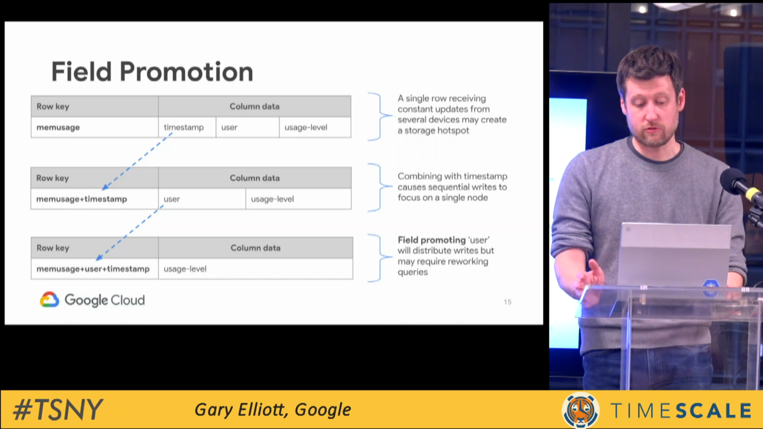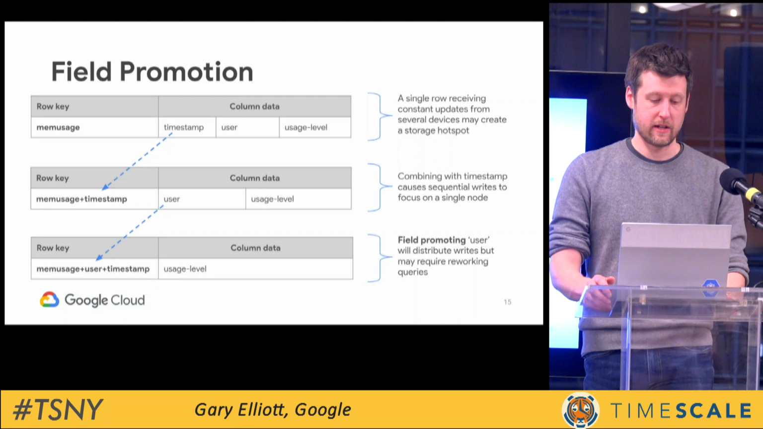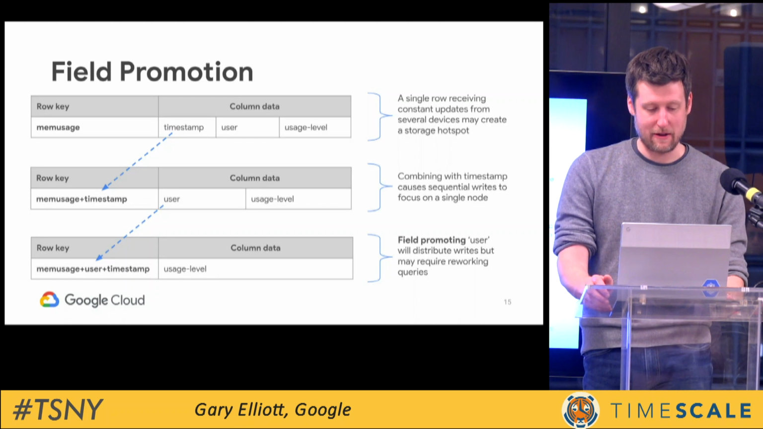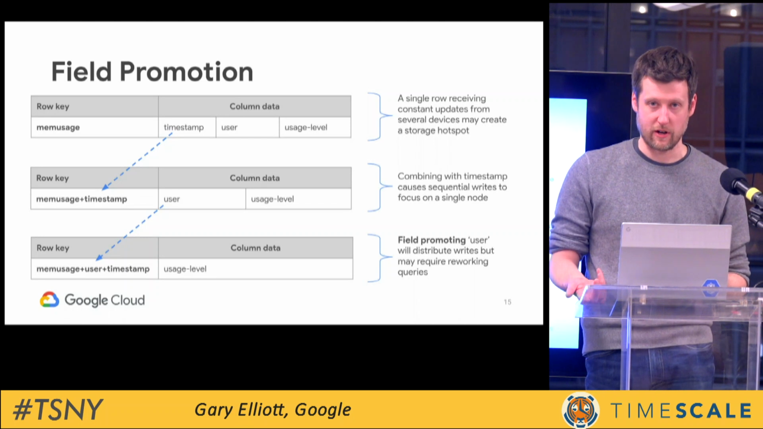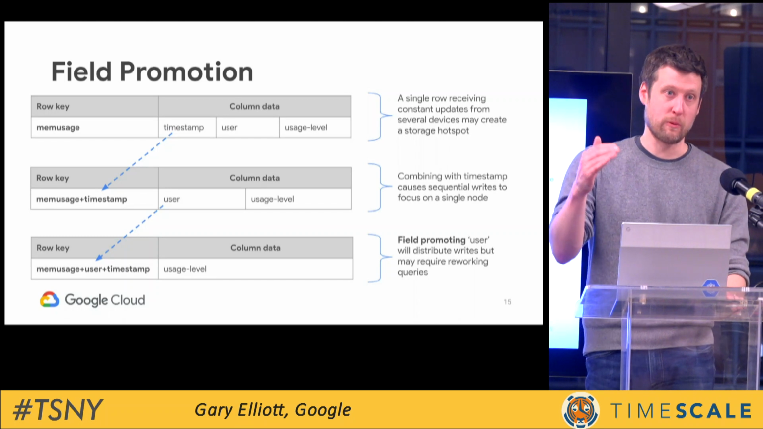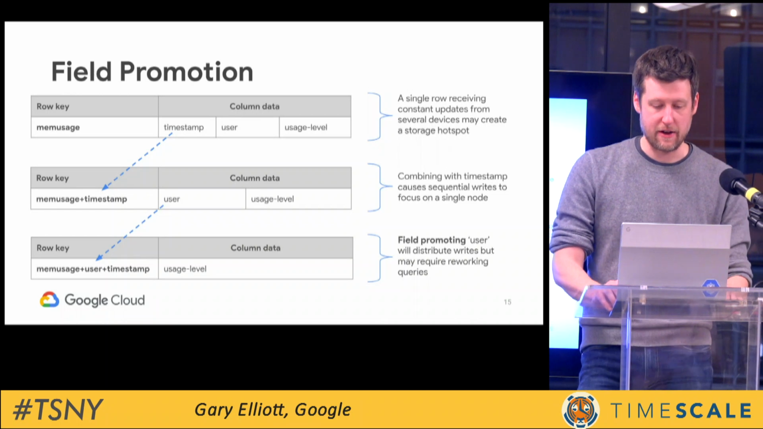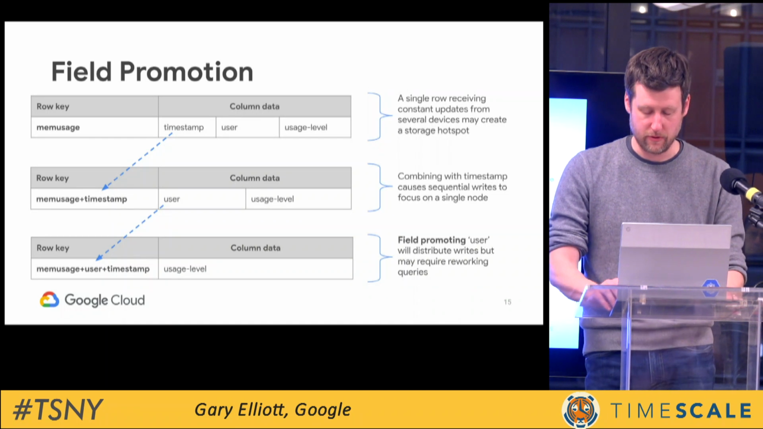And this is great for avoiding hotspots, but you might have to rework your queries, right? Your queries to Bigtable are now going to have to be aware of this new row key structure. If you want to query across multiple users, you're going to have to get more than one row, things like that. So it's a trade-off of how you can design this key. It's a bit of an art more than a science.